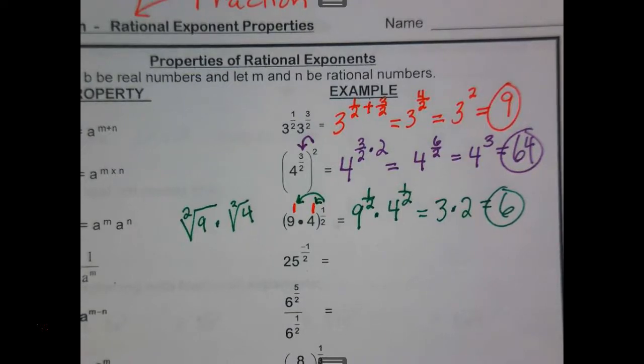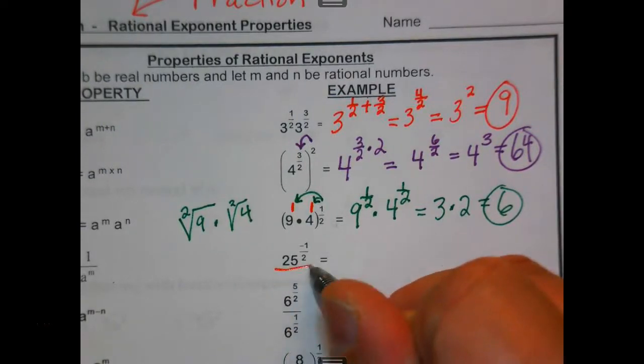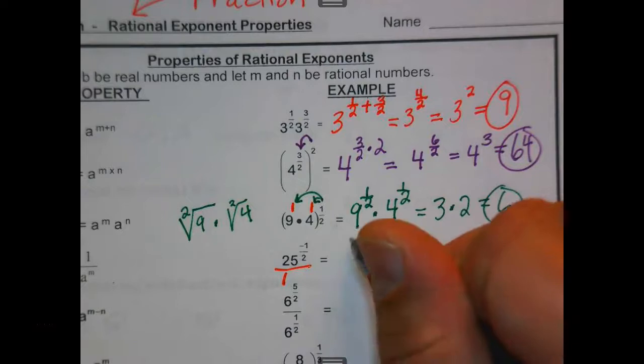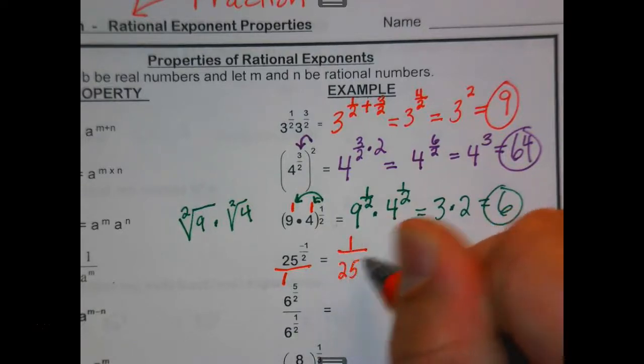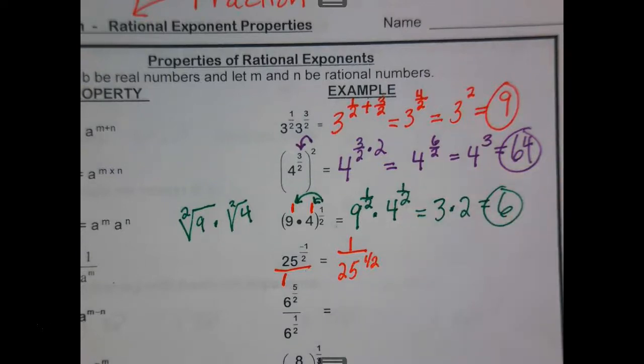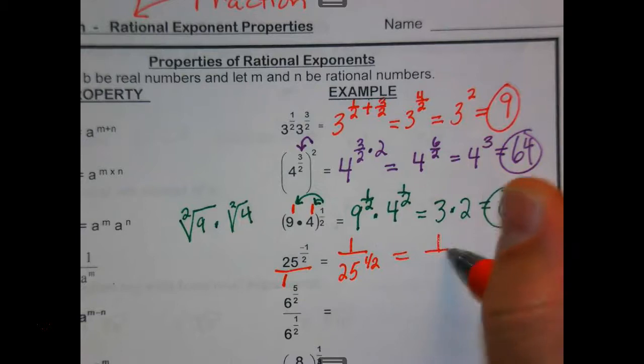What about negative exponents? How do I get rid of negative exponents from the past 2 days? Flip them. Put it over 1. So I'm going to flip it to 25 to the positive 1/2. What's the square root of 25? 5. It's actually plus or minus 5, but we're not going to worry about that right now.